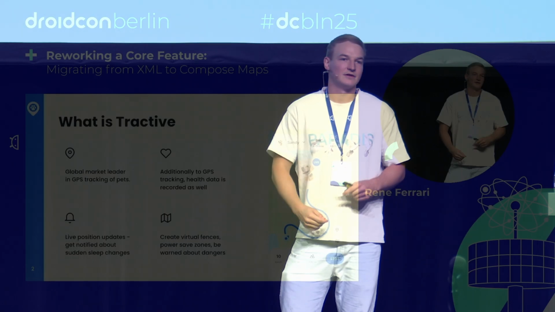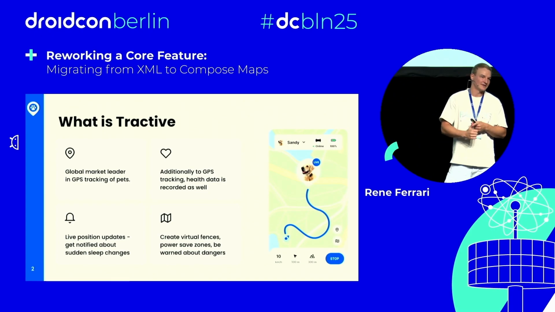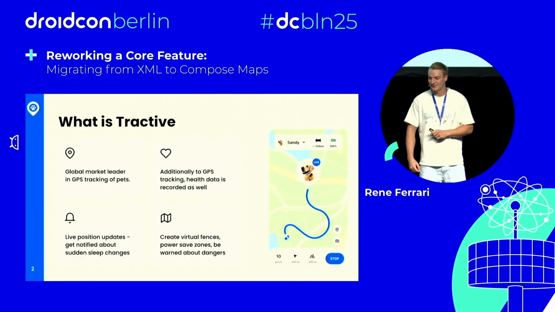GPS tracking of pets, mainly dogs and cats. And additionally to just GPS tracking, we broaden the scope now and also support health tracking as well. So heart rate, for example, or other health metrics. And you can get live position updates of your pet. You can get notified about changes in activity or sleep or other health-related changes to your pet.